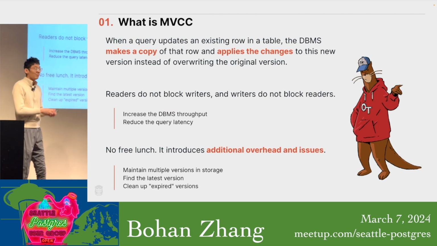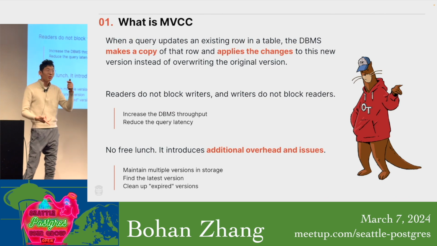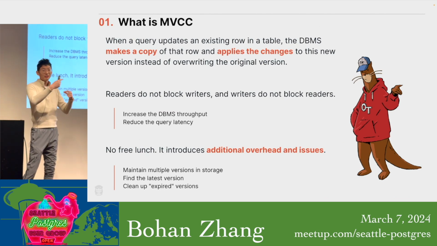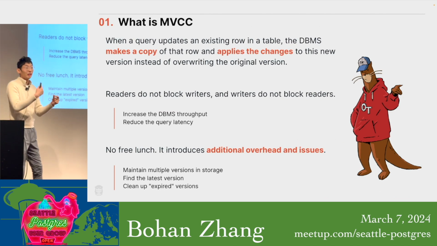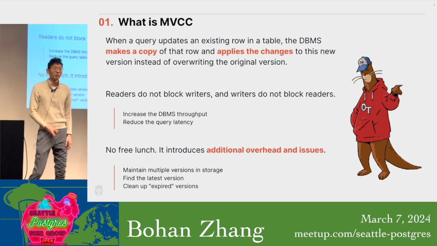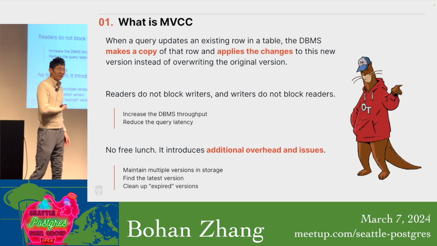For example, you need to maintain multiple versions in your storage, and you need to find the latest version of your data because you have multiple versions. So you need to find the latest one, right? And you also need to clean up the old versions which are not used anymore. So all this introduces additional overhead and issues in MVCC.